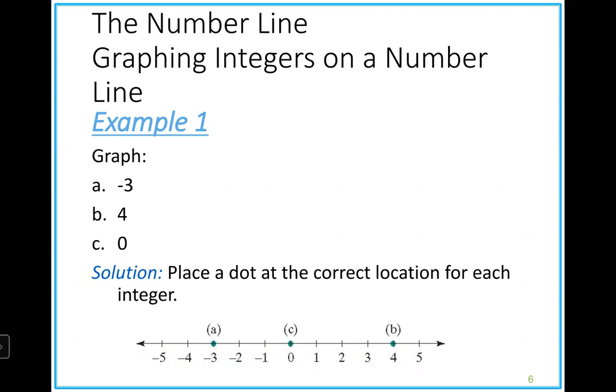Of course, 4 is positive, so it would be to the right of 0. And C is 0, and that's marked with a green dot as well. Okay, so that's a very basic exercise asking you to put a dot to indicate the position of each of those integers on the number line.